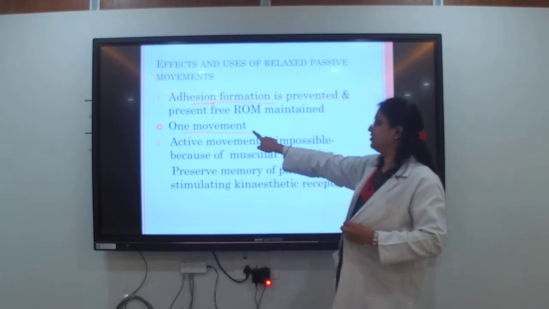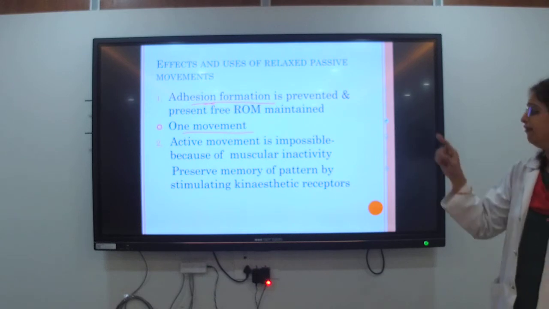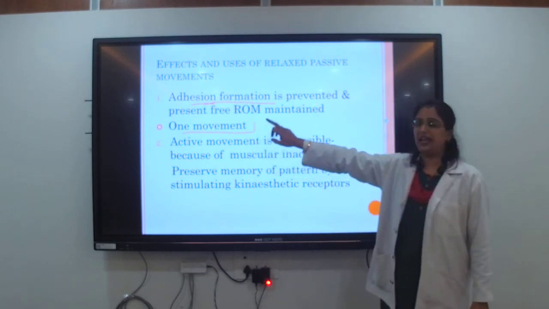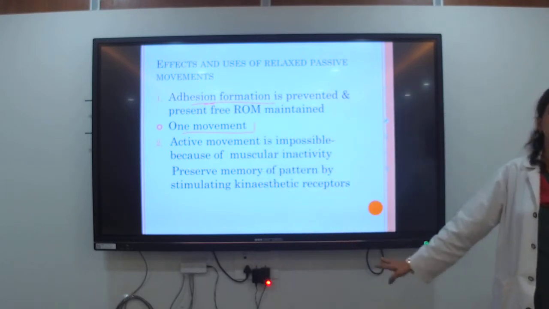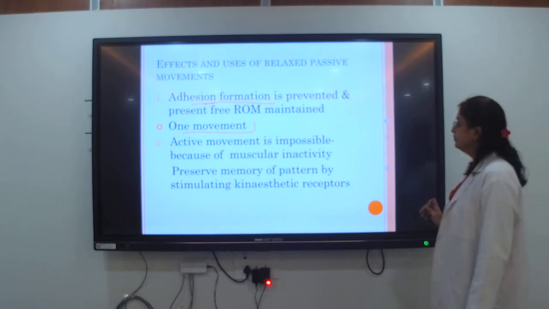To break the adhesion, one movement is fine. But usually in our hospital, in our wards, we are giving passive movements 15 times for one joint.